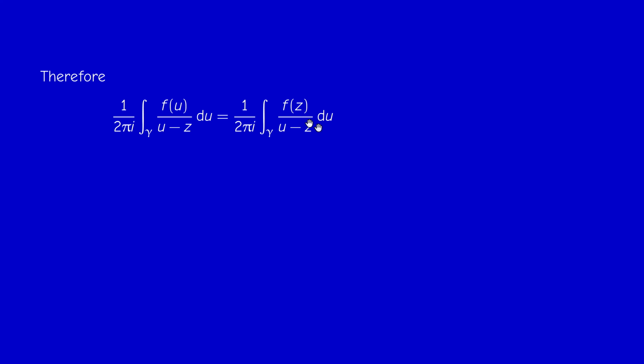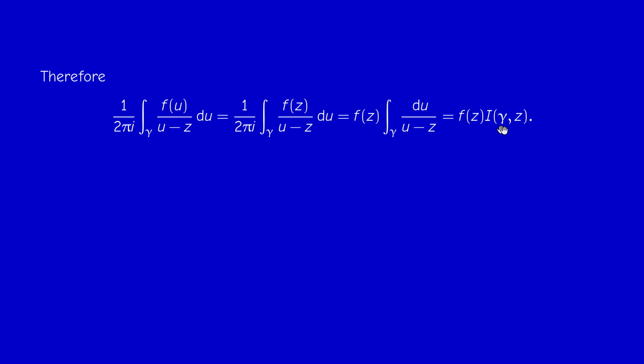Now, in the second integral, z is constant, so I can put the f outside. And there is a 1 over 2 pi i actually missing here. And this has a name actually. 1 over 2 pi i times this integral, as you saw in the previous video, is just the index of gamma with respect to z, right? There's the 1 over 2 pi i here.